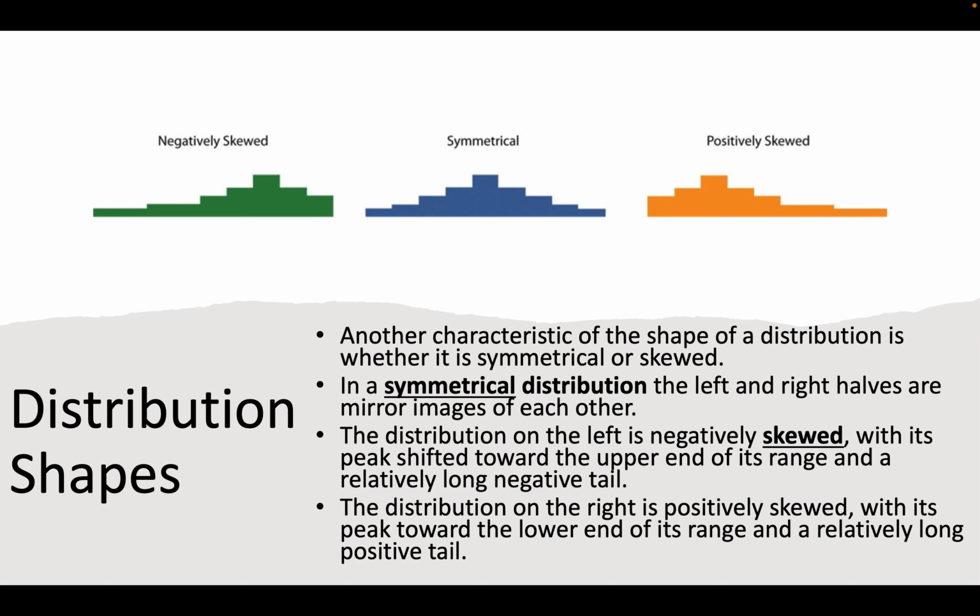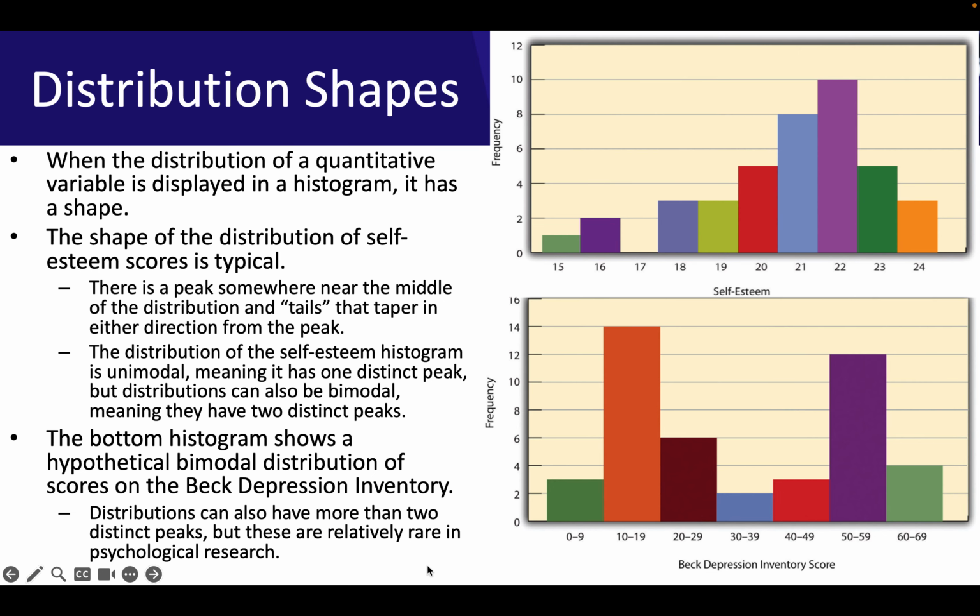Another characteristic of the shape of a distribution is whether it is symmetrical. Most of them are shaped like a mountain, as you can see. We have two mountains here. And this one has one, goes up, and then it comes back down. It looks like a mountain.